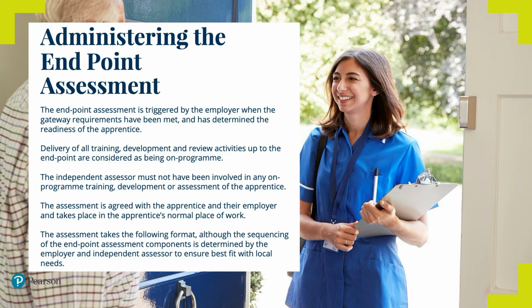So the endpoint assessment is triggered by the employer when the gateway requirements have been met, and basically they're determining the readiness of the apprentice for the endpoint assessment. So by this point, the delivery of all training, development and review activities are considered as being on programme. Beyond that, it enters into EPA. So the independent assessor must not have been involved in any on-programme training, development or assessment of the apprentice.